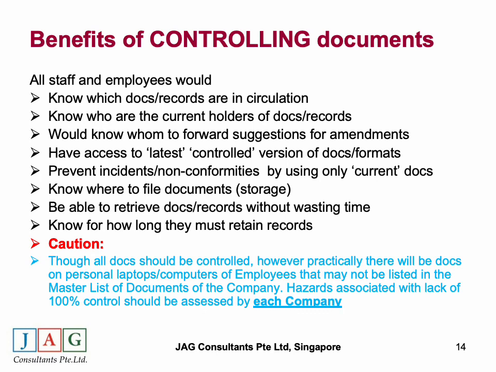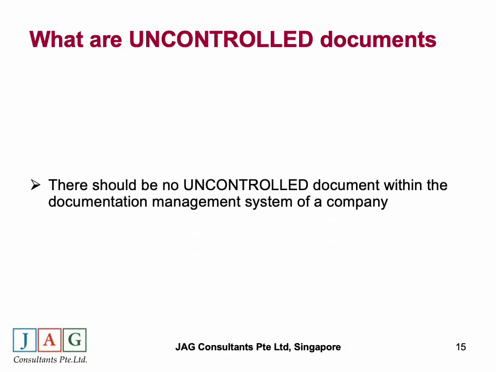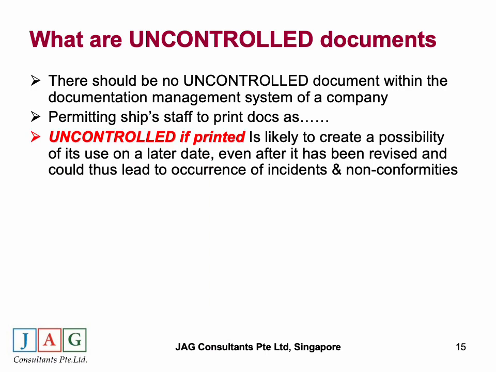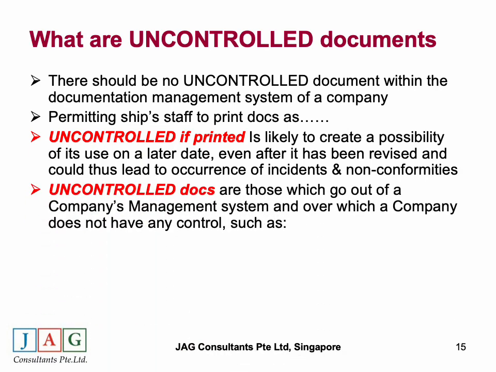The objective should be to minimize the use of such documents which are not being controlled. I won't use the word uncontrolled. But what exactly are uncontrolled documents? Something that's not in your control, that's uncontrolled. So something that is not listed in your master list, and you are not aware of where it is, right? There should be no uncontrolled document within the documentation management system of a company. Permitting ship staff to print documents as uncontrolled or printed now is likely to create a possibility of their use at a later date, even after they have been revised, and could thus lead to the occurrence of incidents and non-conformities.